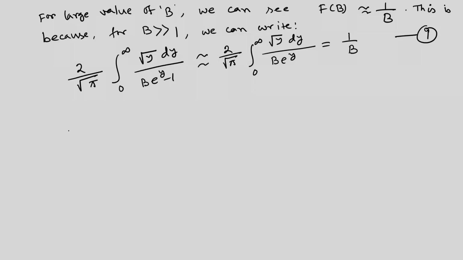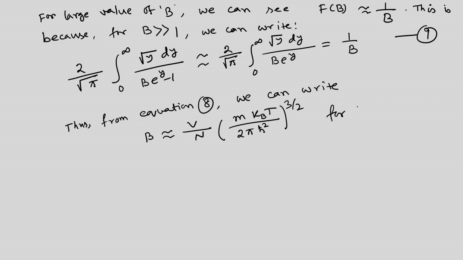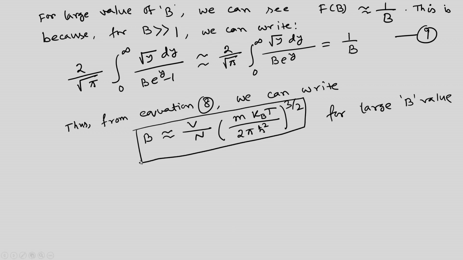Okay, so thus from equation 8, for large B value we can write B is V by N times m k B T by twice pi h cross square whole to the 3 by 2. And suppose this is our equation number 10.